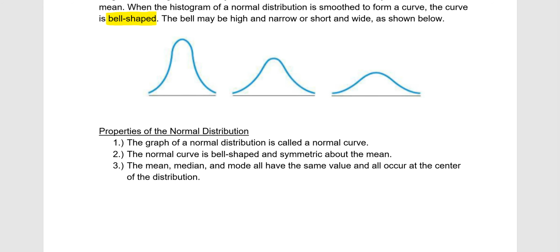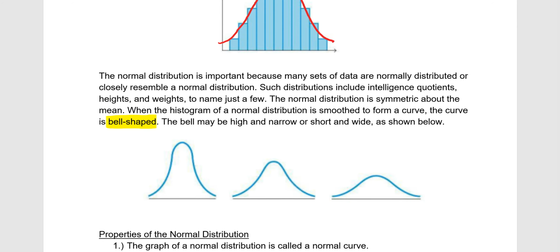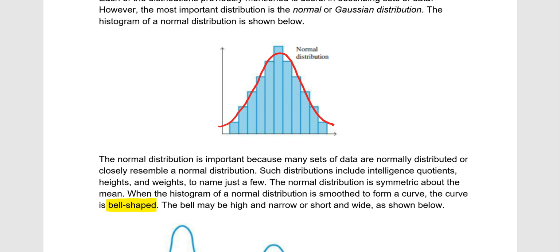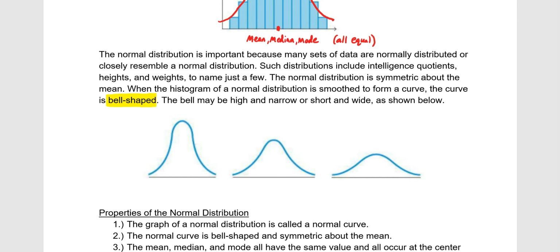And here are some properties of it. Like I've been saying, the graph of this distribution is called the normal curve. It is symmetric about the mean, and it's bell-shaped, and the mean, median, and mode all have the same value, and they're all at the center of the distribution. So if we take a look up here, if we were looking at this one with the histogram, this value right here in the middle would represent the mean, median, and the mode. Okay, so that's a very important property for this normal distribution.